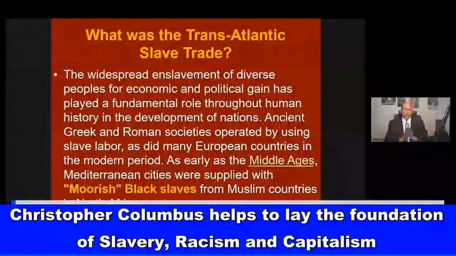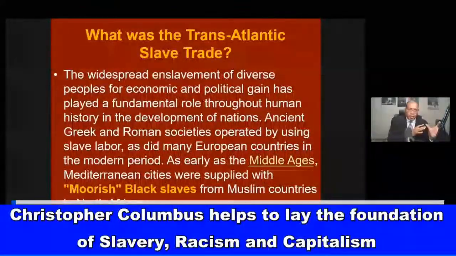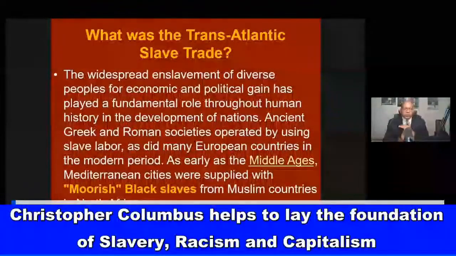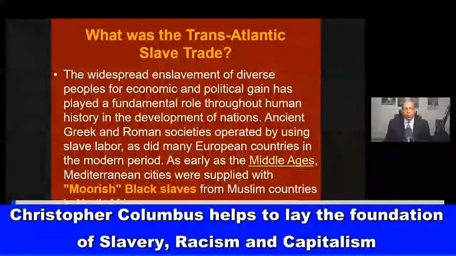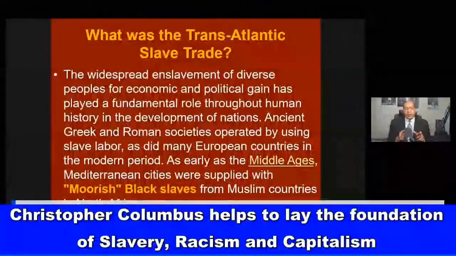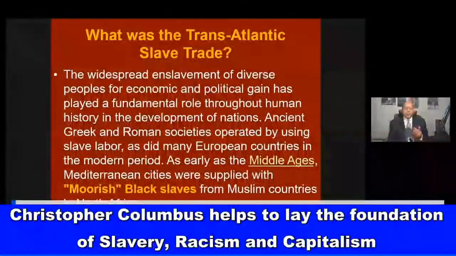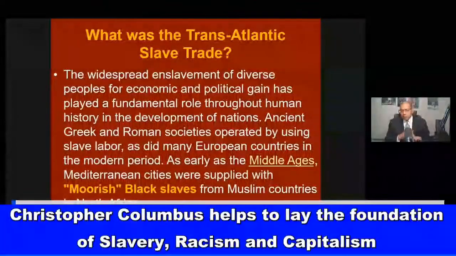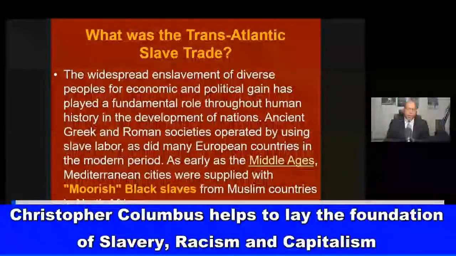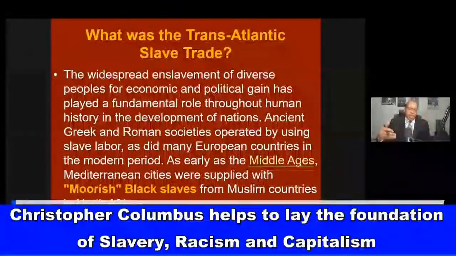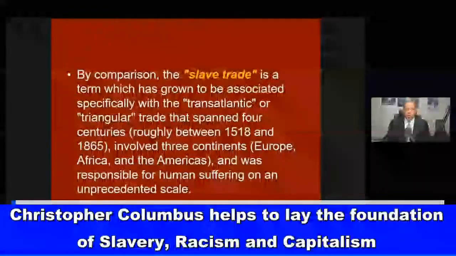Now, what was the transatlantic slave trade, and how is this different from the slave trade? Now, the widespread enslavement of diverse peoples for economic and political gain has played a fundamental role throughout human history in the development of nations. Ancient Greek and Roman societies operated by using slave labor, as did many European countries in the modern period. As early as the Middle Ages, Mediterranean cities were supplied with Moorish black slaves from Muslim countries in North Africa.